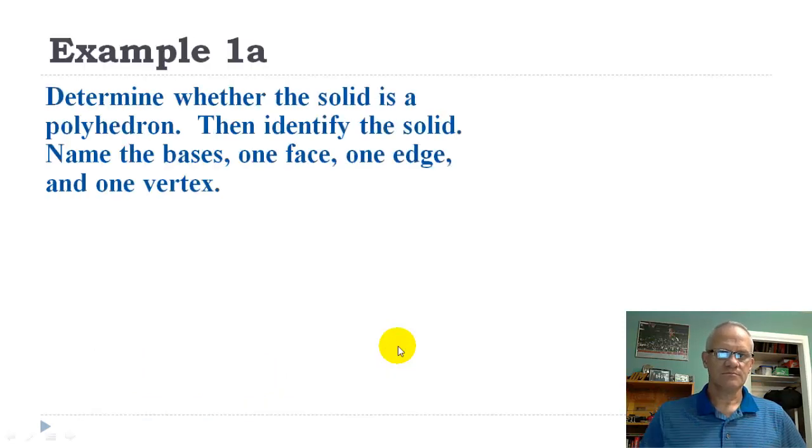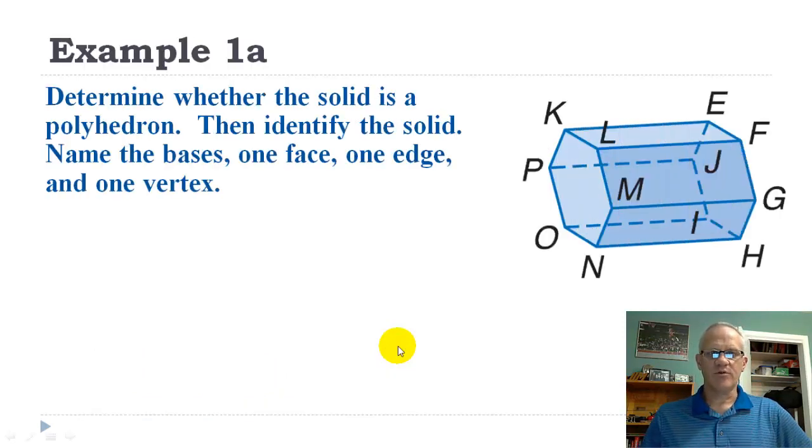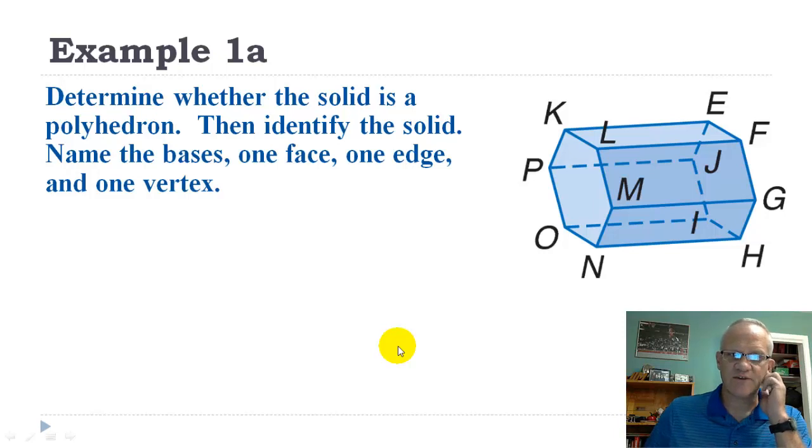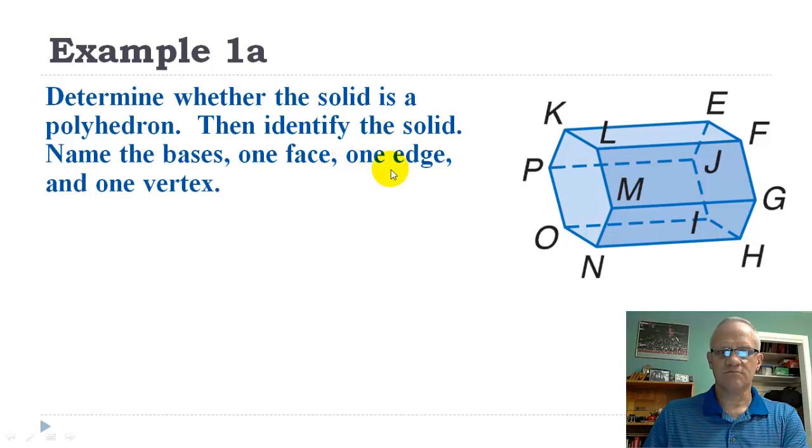All right. Let's take a look at an example then. We need to determine whether it's a polyhedron. First of all, then identify it and name bases, one face, one edge, and one vertex. I said just do one of these because there's a lot of faces and edges here. I didn't want to get naming those for all eternity here.